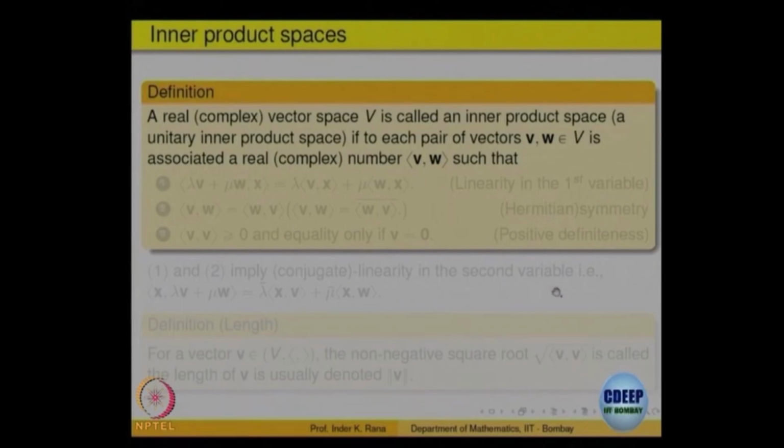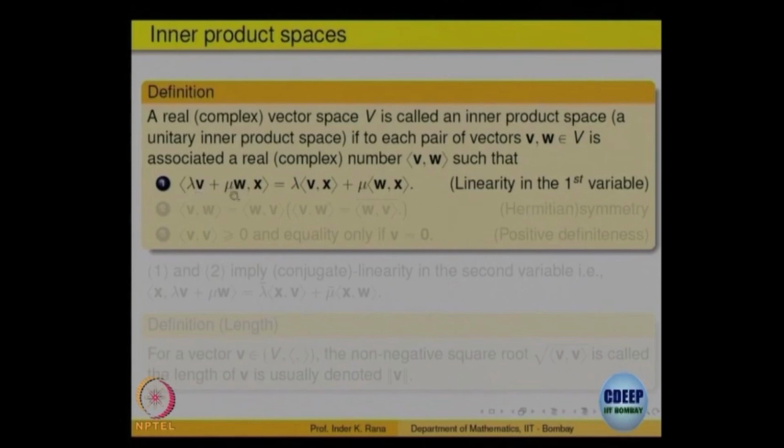So, given any vector space which is either real or complex, for every pair of vectors v and w, we associate a number which is real in case it is over the reals, and a complex number if it is over the complex, and that number is denoted by this corner bracket v w. So, it is a kind of function on V cross V to the underlying field. So, what are the properties of this? Basically that of inner product.